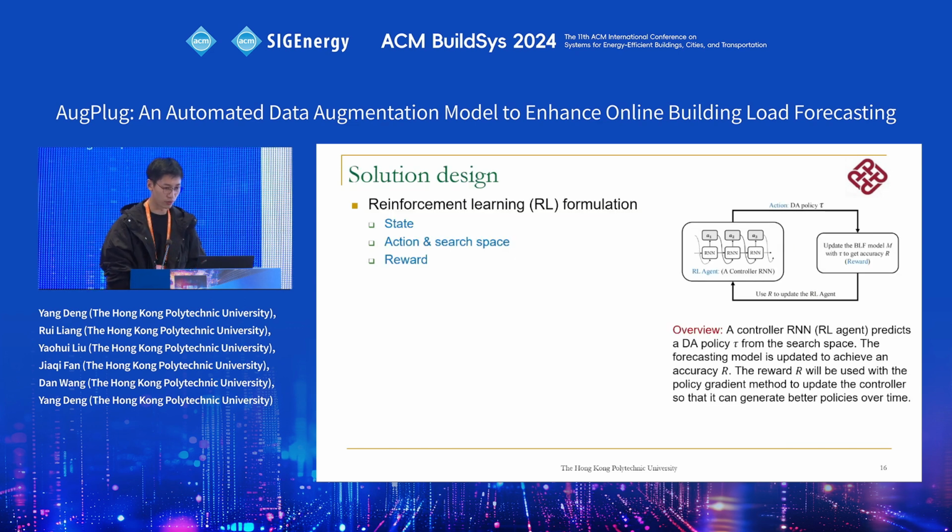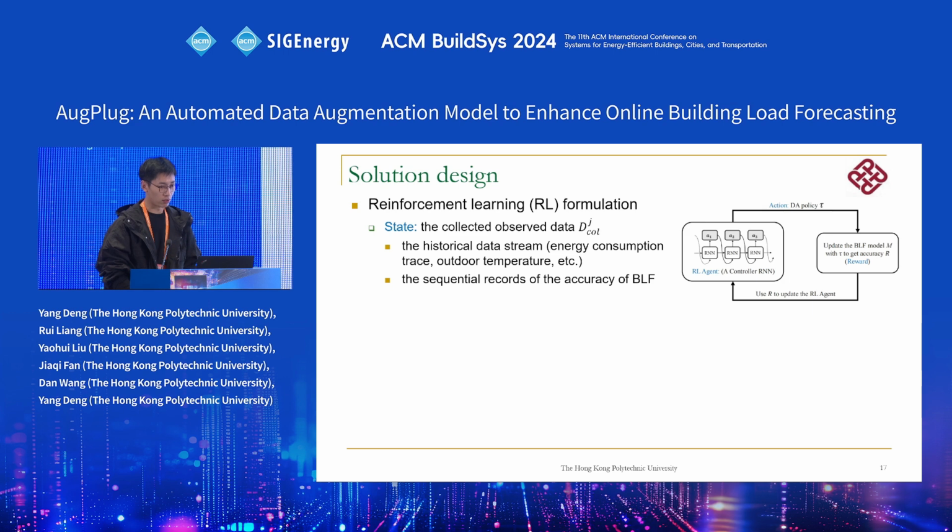For the solution design, we follow reinforcement learning, which is a commonly used framework for AutoDA. In this context, a controller, which is the RL agent, predicts a data augmentation policy from the search space. The forecasting model is updated to achieve an accuracy, which we denote as R. R is the reward and will be used to update the controller. Next, we introduce the RL formulation in this data augmentation context, that is, to define the state, action, and the reward.